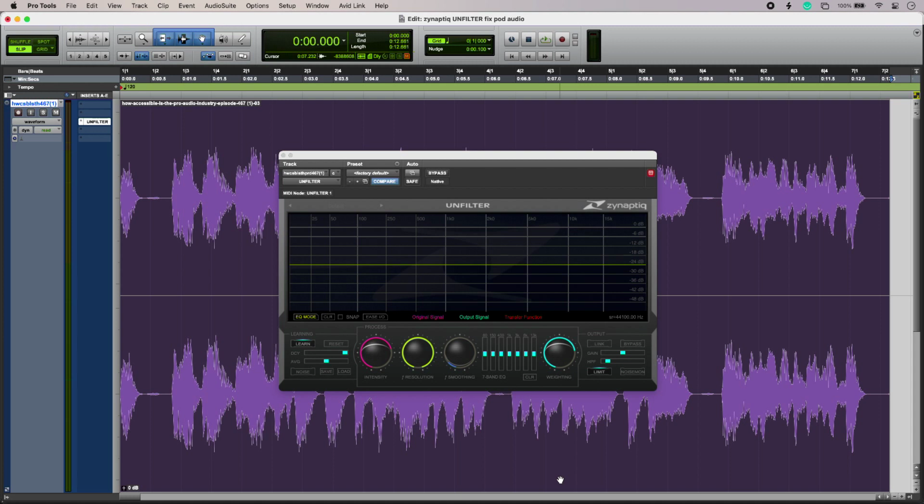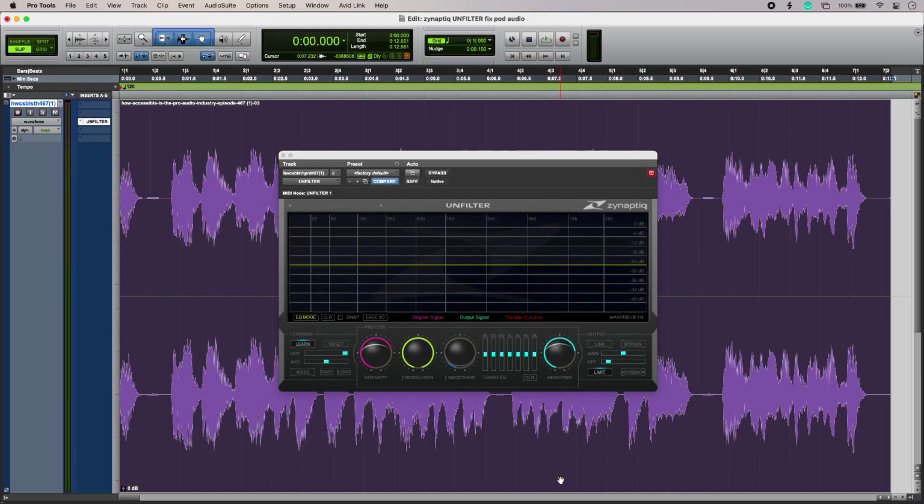I'm using Unfilter from Synaptic to fix some dull podcast audio and restore some intelligibility. First thing I need to do is use Synaptic to learn the filter response of my audio.